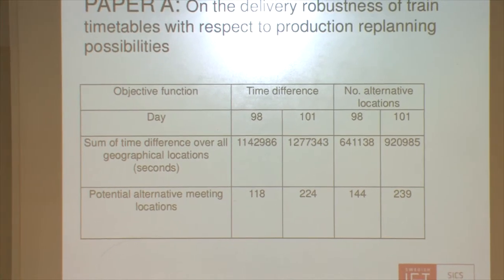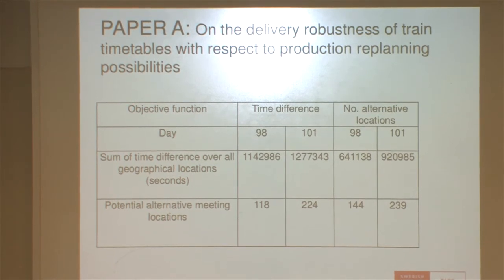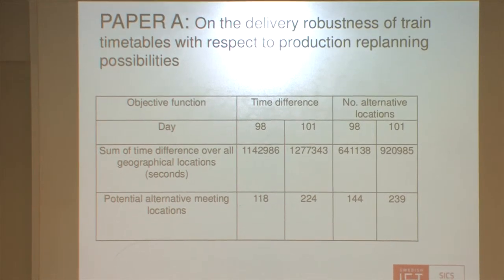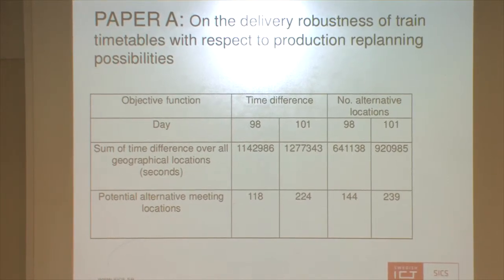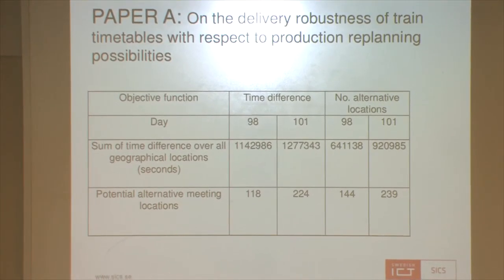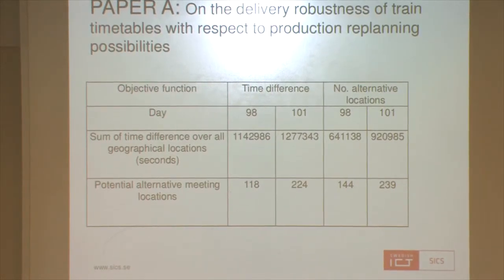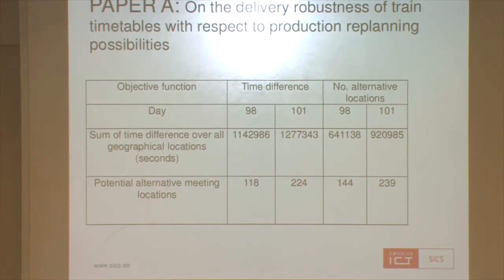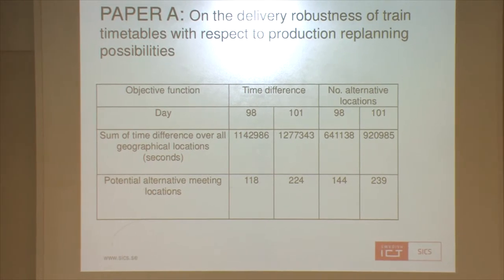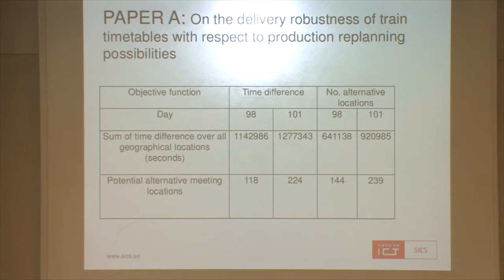I said that we had two different objective functions, one that maximized time and one that maximized the number of alternative meeting locations, because what you want to do in real life is probably include both in the objective function, so that you have many options, but also that the options actually help you, that you can move a lot of time by moving the meeting. We tested our method on two different days, day 98 and day 101. And depending on which objective function we use, we get different solutions. So figuring out what you want to do there is going to be important.